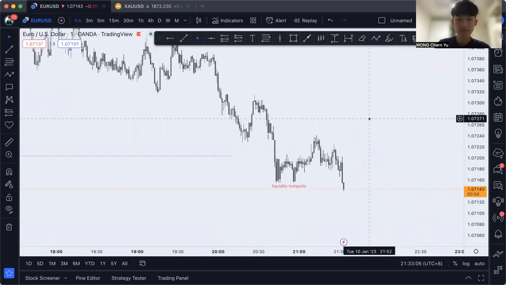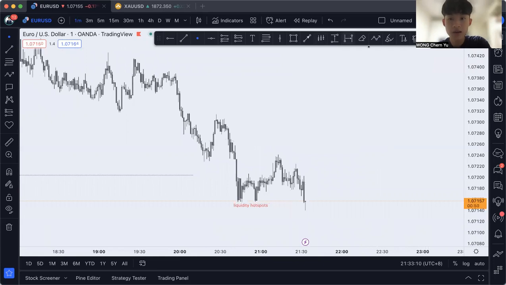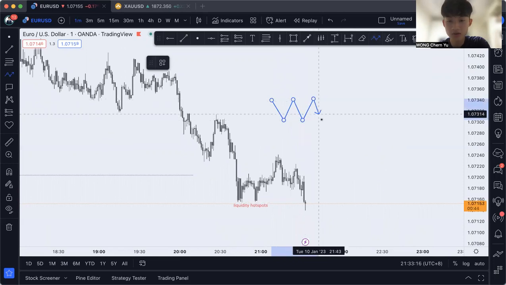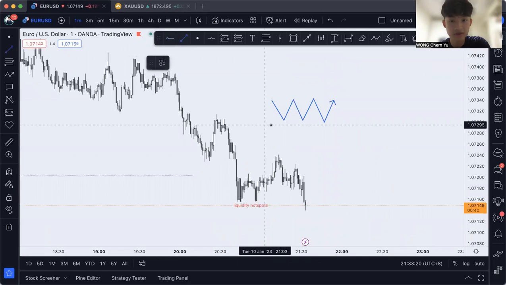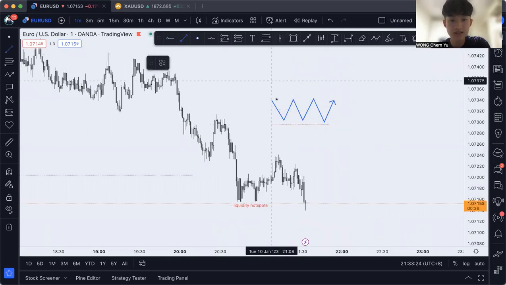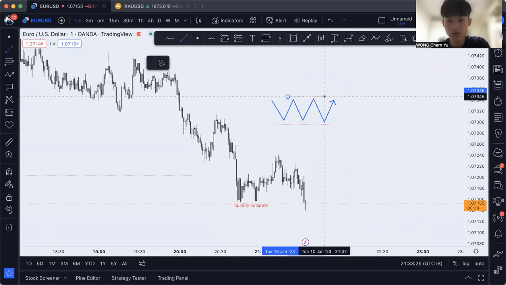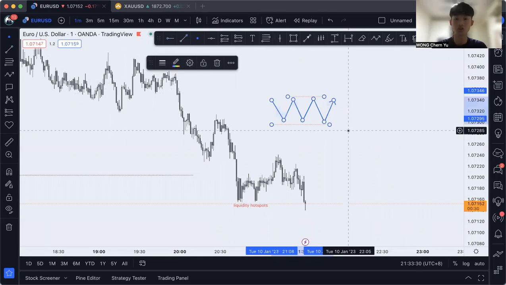So let me draw out some very common liquidity that we can see. The most common liquidity is equal lows. Equal lows, which is this. We can tell over here that there have been very nice equal lows. And equal highs, this is also an equal high. So that is a very basic form of liquidity that I'm showing to you guys.